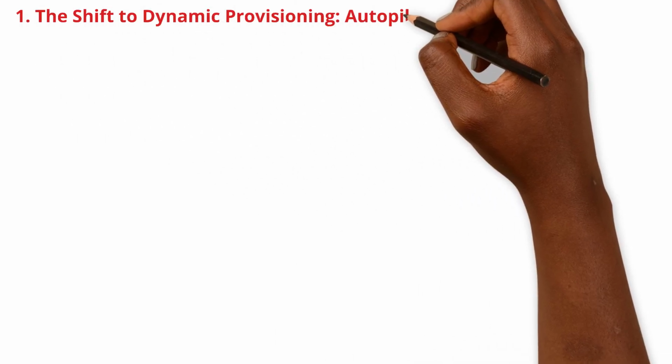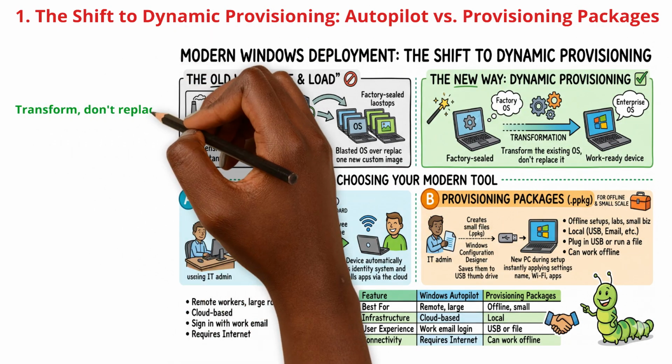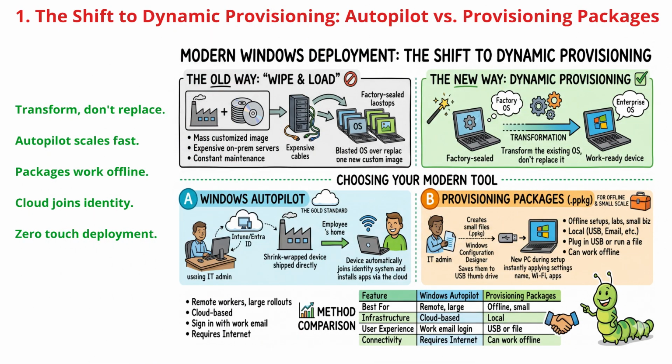In the old world of IT, we relied on the wipe and load method, a heavy manual process where we built massive system images and blasted them onto new PCs using expensive local servers. Today, we flipped the script with dynamic provisioning. Instead of replacing the computer's brain, we transform it. For the gold standard, there's Windows Autopilot. It's the ultimate shrink-wrap experience.